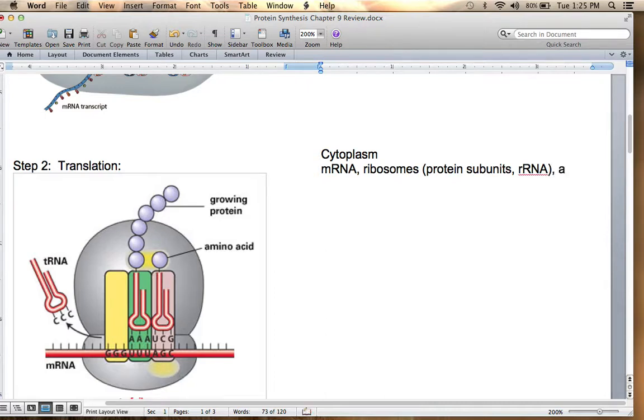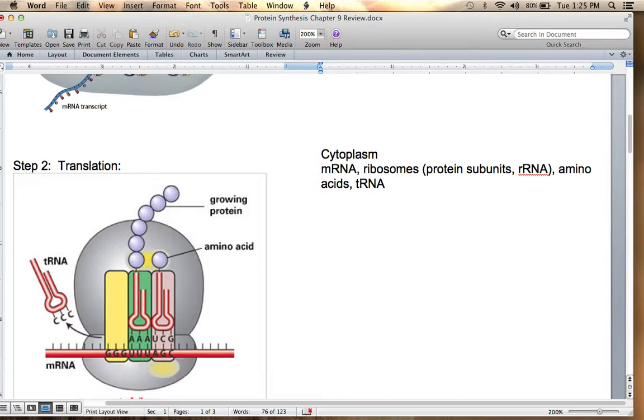You also need a supply of amino acids just floating around in the cell, and you need something to carry the amino acids to the ribosome and to the messenger RNA. So the material that carries the amino acids to the ribosome is called transfer RNA, or tRNA. So it's transferring amino acids that are floating around in the cytoplasm.